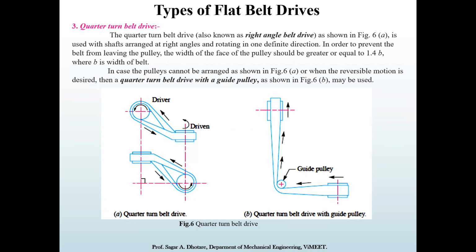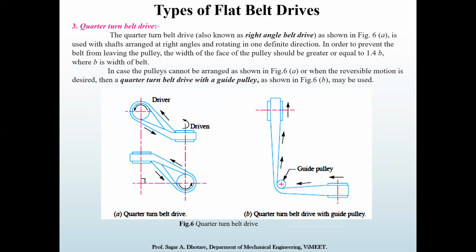B is absolutely given the 90-degree angle. The shafts are arranged at 90 degrees and rotate in different directions. In order to prevent the belt from leaving the belt pulley, the width of the face of the pulley should be greater than or equal to 1.5 times B, where B is the width of the belt.